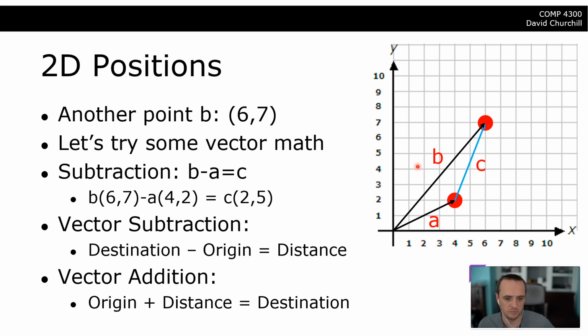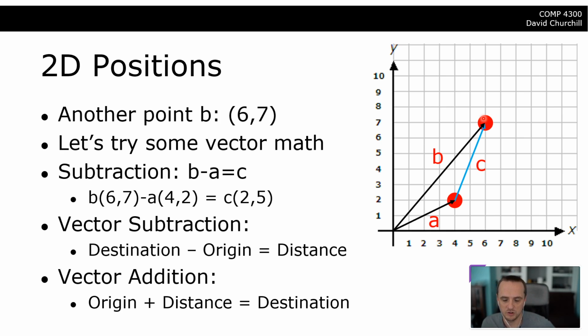Now, this is important. When we do vector subtraction, if we say destination minus origin, we get the distance. And in vector addition, if we have origin plus distance, we get destination. So what does that mean? Well, let's look at addition because it's a little bit easier. Let's say the origin here is the starting point, which is point A. And we add a distance, so let's say that distance is 2 in the x direction and 5 in the y direction. Then we add those two vectors and we get another vector, which is the destination.